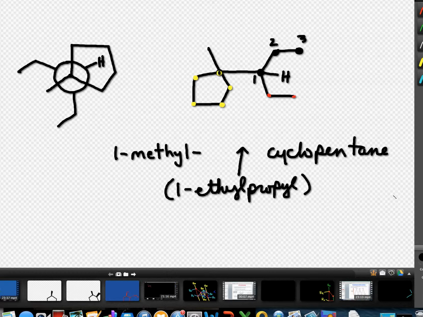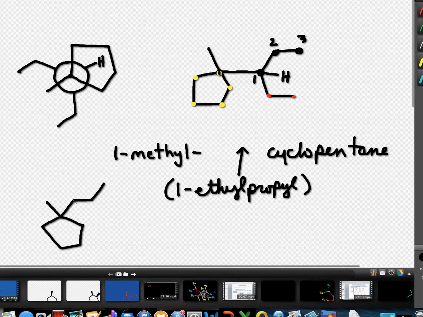This is an appropriate bond line structure that we've drawn, by the way. We can improve upon it. So here's the cyclopentane portion. Here's the 1 methyl. And then we have 1, 2, 3, and off of 1 we have an ethyl group. 1-methyl, 1-ethylpropyl cyclopentane.